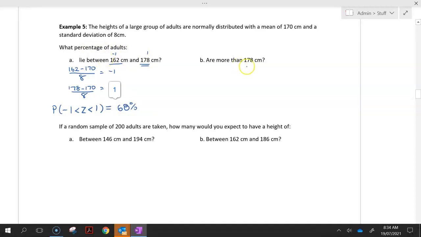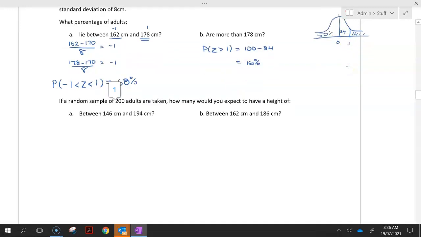What about more than 178? So I want to know the probability of greater than 1. Personally, I always have my little sketch, but you'll have it on your formula sheet. 0, 1, I want this. Well, I know this is 34%, and each half is 50%. So option 1, I could do 100 minus the 84%, or I could do 50 minus the 34%. That's up to you. I might go the 100 minus the 84, and I'll get 16%. Okay, sometimes it's good to have two ways just to double check.